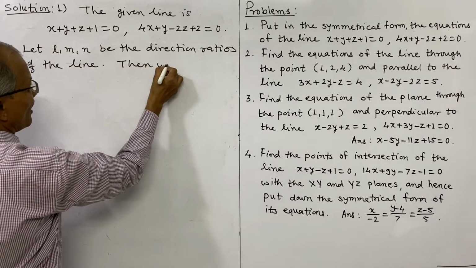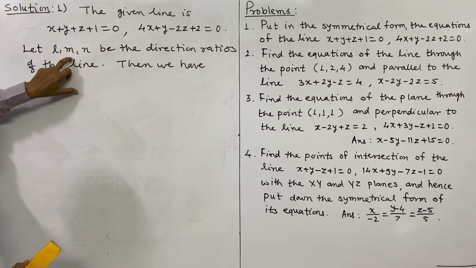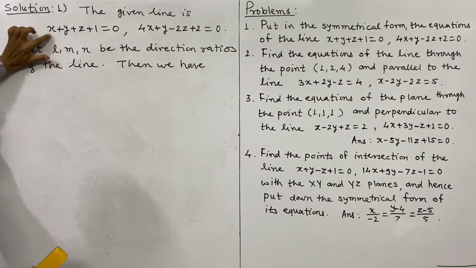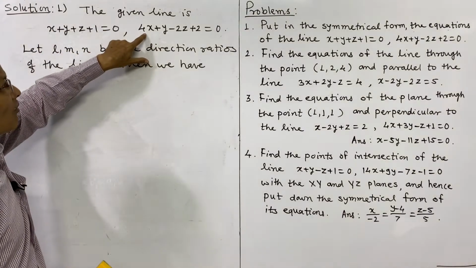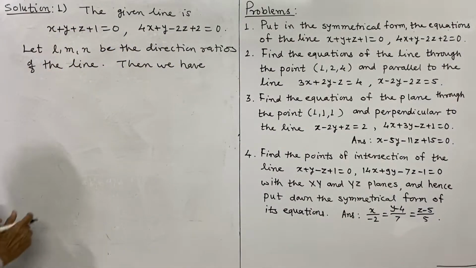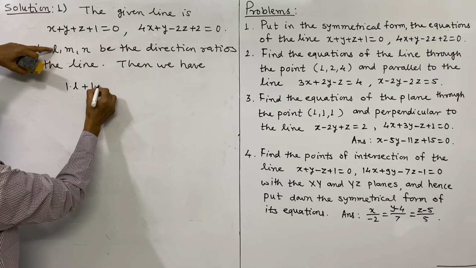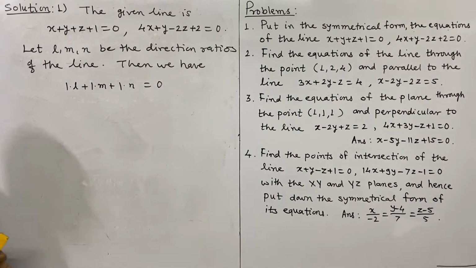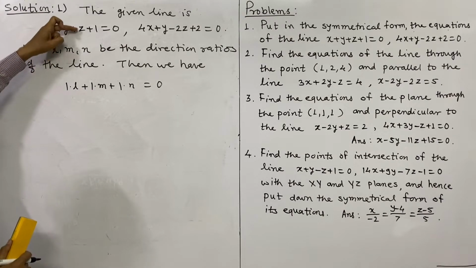Now we know that if the direction ratios of the line are L, M, N, then this line is perpendicular to the normals. Therefore we use the direction ratios of the normal to the first plane, which are 1, 1, 1, and the direction ratios of the normal to the second plane, which are 4, 1, minus 2, and use the perpendicularity condition between these two. So we write directly 1 into L plus 1 into M plus 1 into N is equal to 0. The condition of perpendicularity is AL plus BM plus CN is 0.